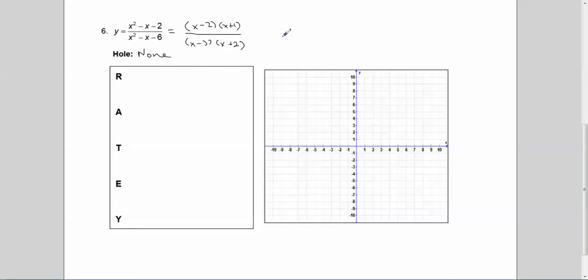You can go ahead and graph it, and I will check it tomorrow when I check the notes. You must have this completed to get full credit for your notes.